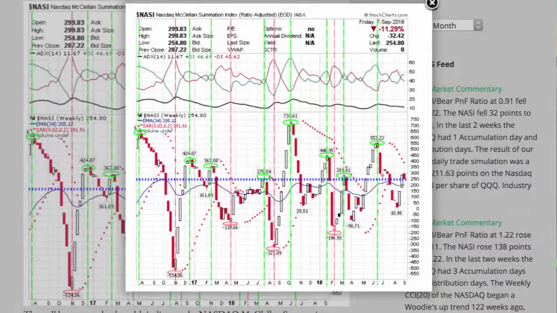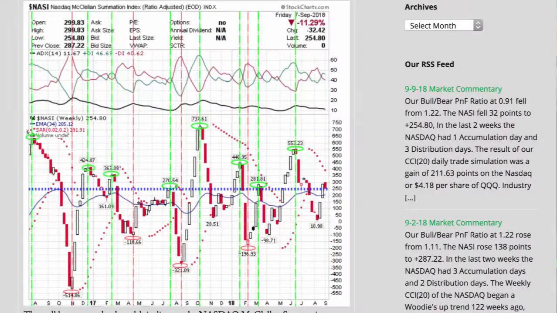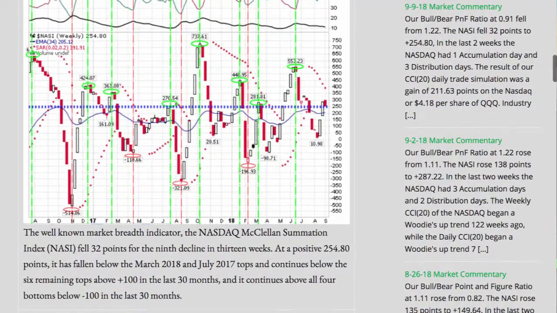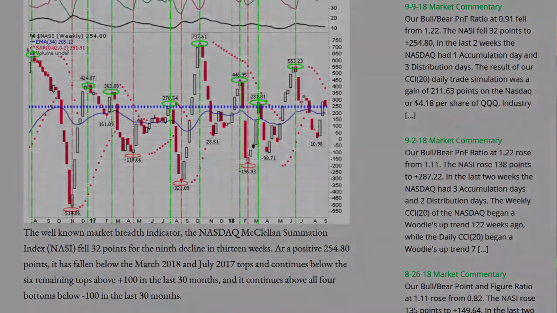The well-known market breadth indicator, the Nasdaq McClellan Summation Index, fell 32 points for the 9th decline in 13 weeks. At a positive 254.80 points, it has fallen below the March 2018 and July 2017 tops, and continues below the 6 remaining tops above plus 100 in the last 30 months. And it continues above all 4 bottoms below minus 100 in the last 30 months.